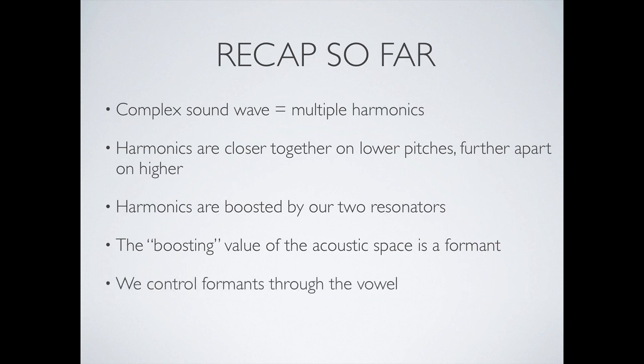We control the formants through the vowel. When we change vowels, or when we change even shades of a vowel, we're changing the formants. And a vowel is a combination of two formants, a formant supplied by the throat and a formant supplied by the mouth. We call those F1 and F2.